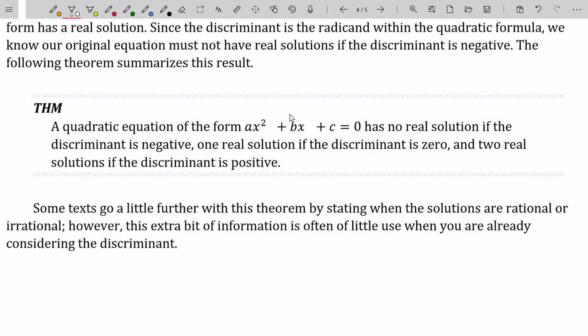By the way, some texts, and when I say some, I actually mean pretty much most textbooks, go a little further with this theorem by stating when the solutions are rational or irrational. However, this extra bit of information is often of little use when you're already considering the discriminant. Generally speaking, you're considering the discriminant because you want to throw out the possibility of having to actually solve the quadratic equation. And as a heads up, imaginary solutions are actually important. Very, very important. They just don't become important until you're in engineering or in differential equations.